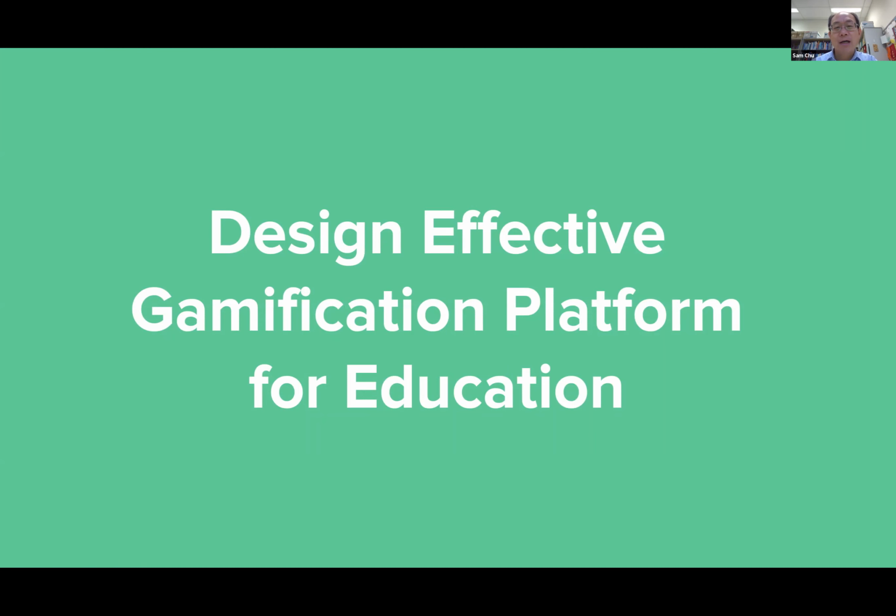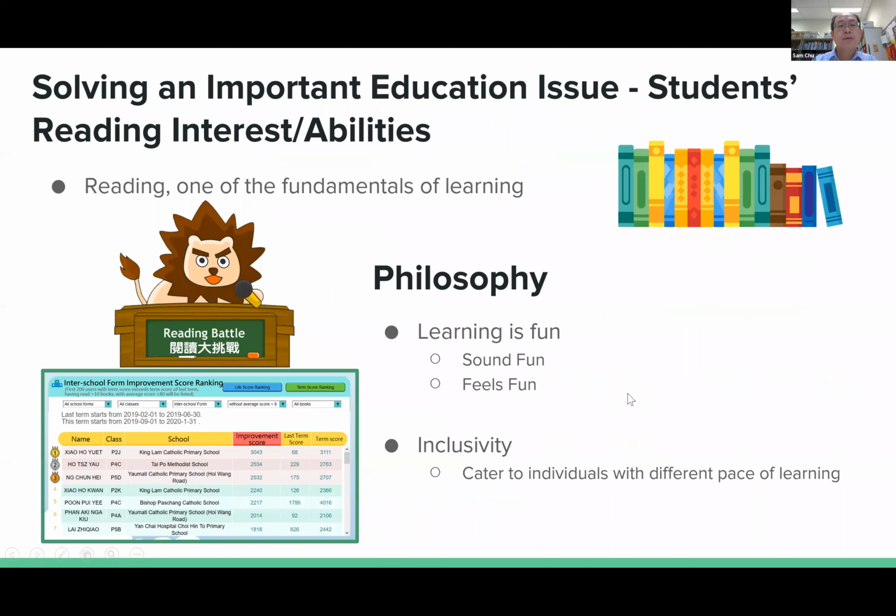Designing an effective gamification platform. Now, first of all, I try to design the platform not just for fun, but to solve an important education issue regarding students' reading interest and ability, since reading is a fundamental ability of learning. And also I have some philosophies behind that. I want to make sure that learning is fun, that it sounds fun and feels fun when students engage in reading battle.